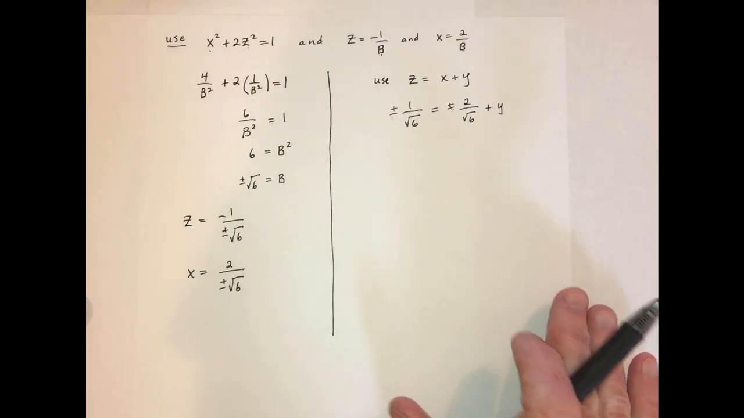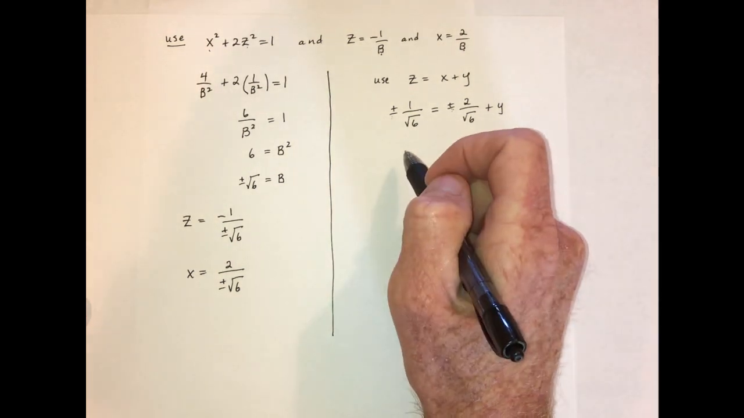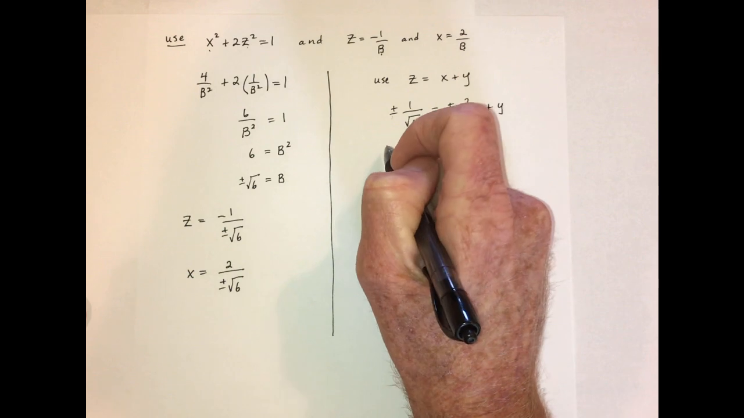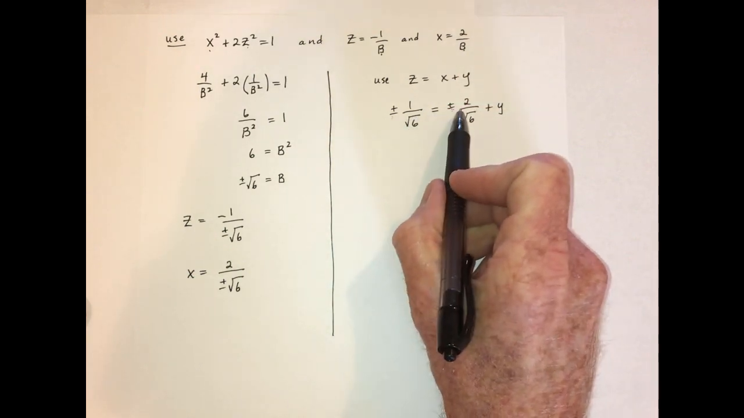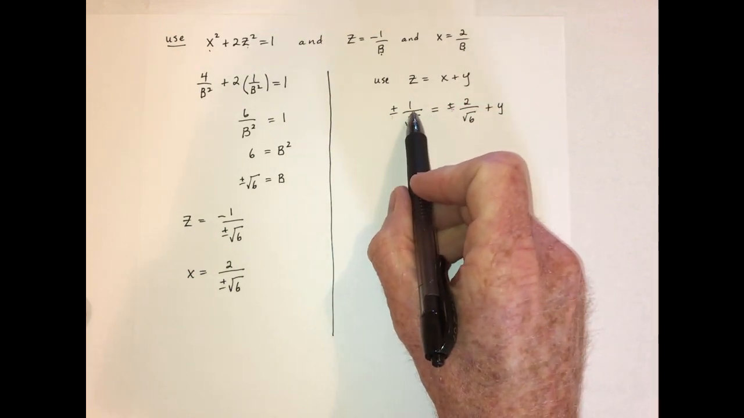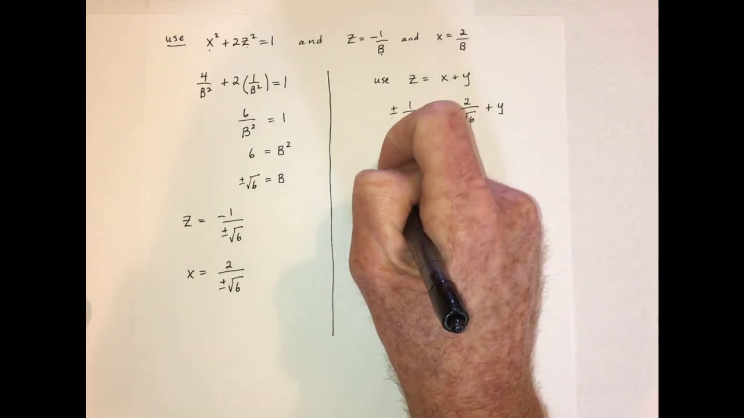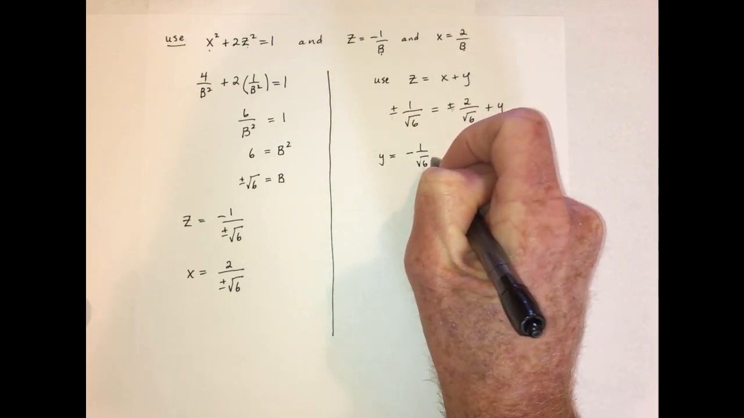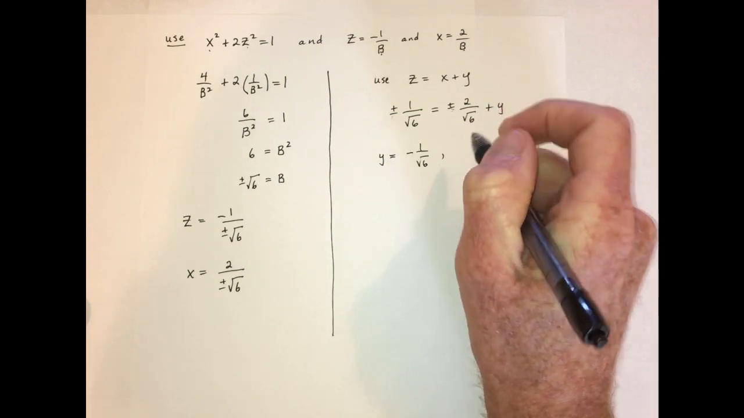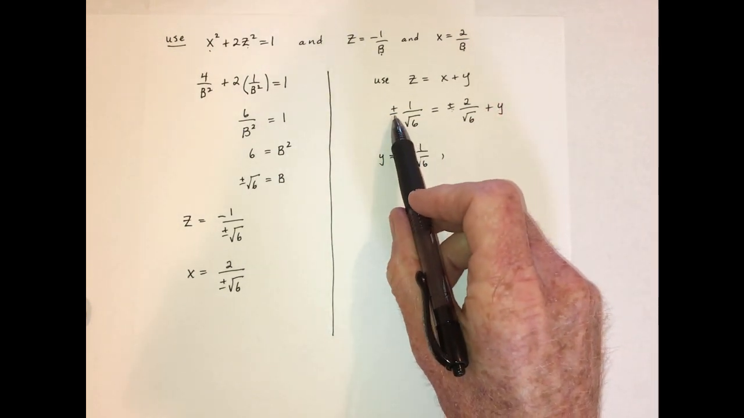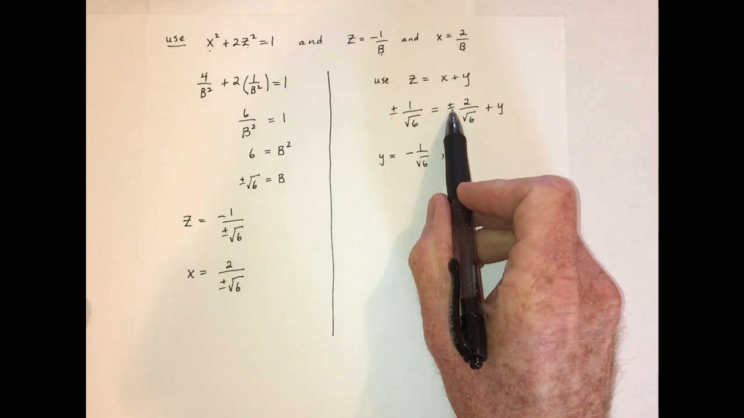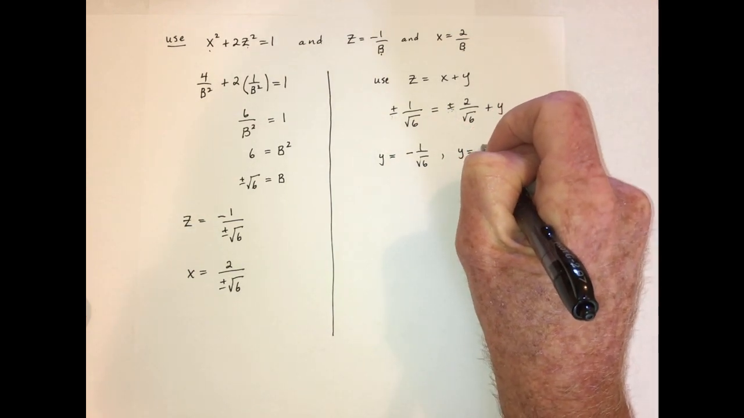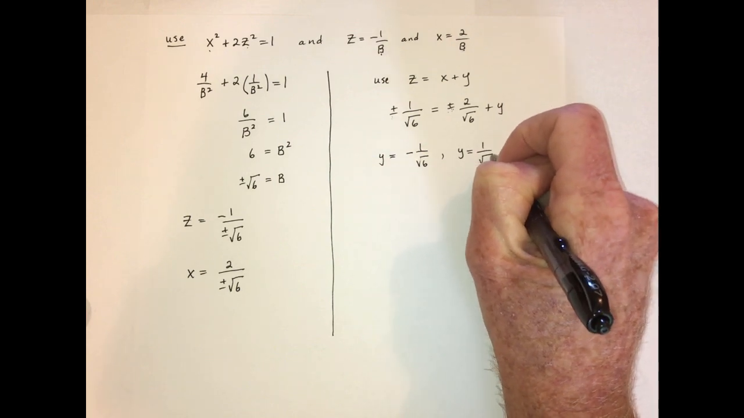I might need to get another stack of paper. Okay, so let's see, if these are both positive, I would need to subtract and then get negative, so y could equal negative 1 over the square root of 6. If they were both negative, then I would need to add this to both sides, in which case it would be y equals positive 1 over square root of 6.